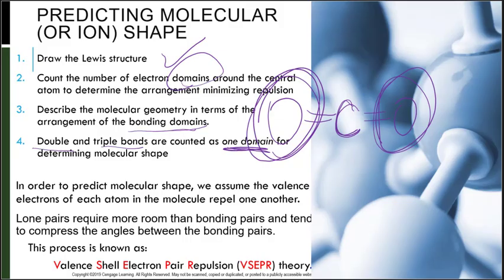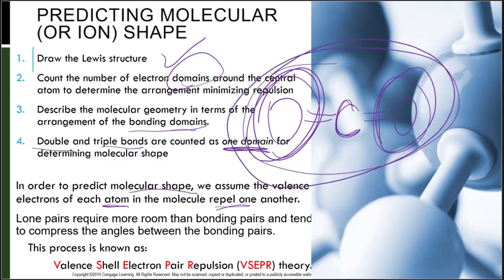In order to predict molecular shape, we assume the valence electrons of each atom in the molecule repel one another. They want to be as far apart from each other as possible. In this compound, for example, the electrons surrounding the oxygens here and the electrons surrounding the oxygens on the left, they want to be as far apart from each other as they can be, 180 degrees, making it that linear compound.